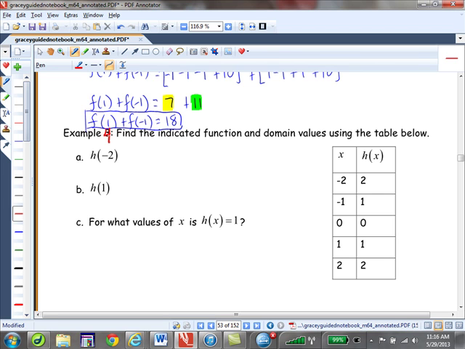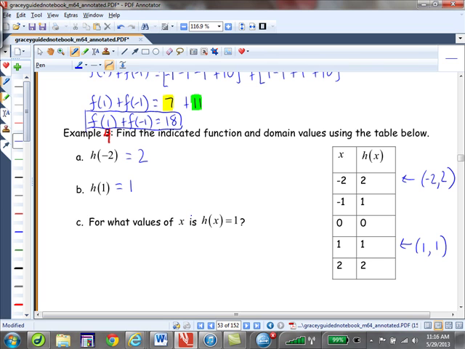So if I have an input of -2, what is my output? Good. It's 2, because of this ordered pair here. -2 goes in, 2 comes out. H of 1, what do you think? Great, it's going to be 1. That's from over here. When 1 goes in, a 1 comes out.